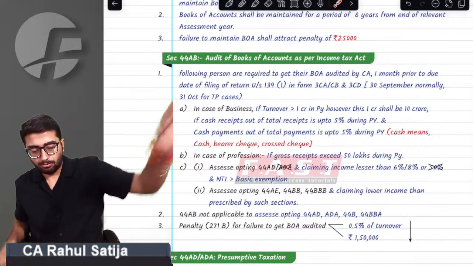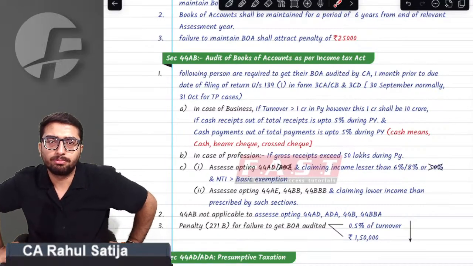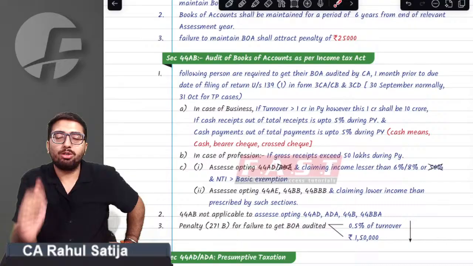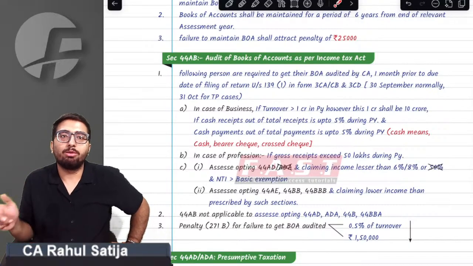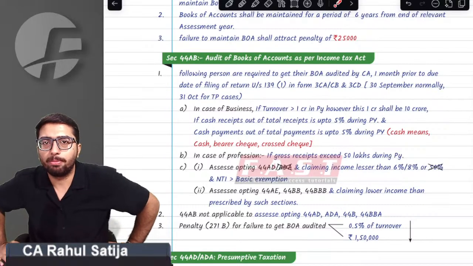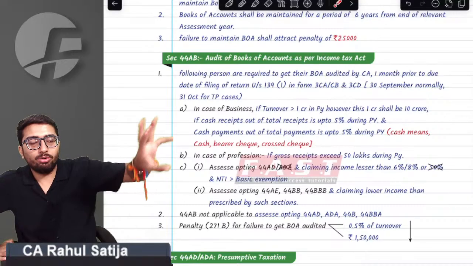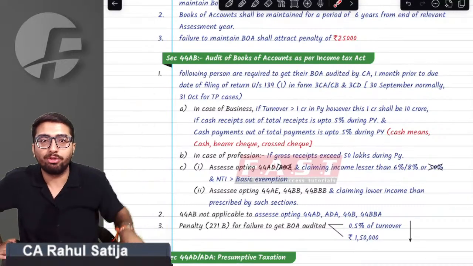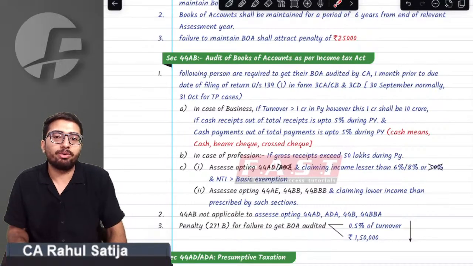Section 44AB, another important section. What does it say? If you are required to get your books of accounts audited, then you have to get them audited 1 month prior to the date of ROI. Sir, what is the due date of ROI?